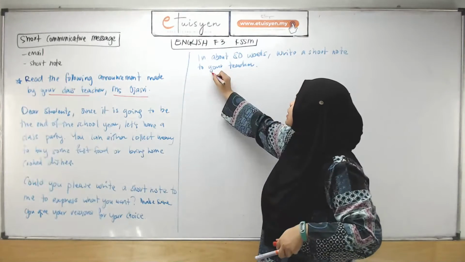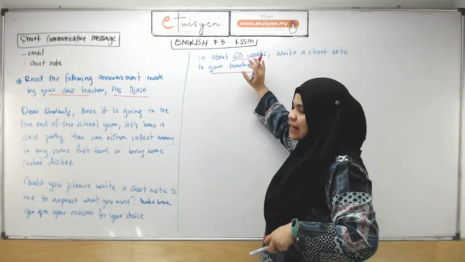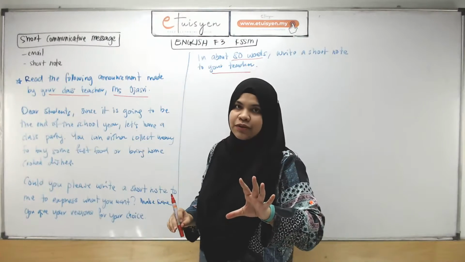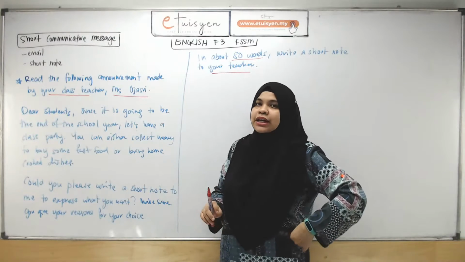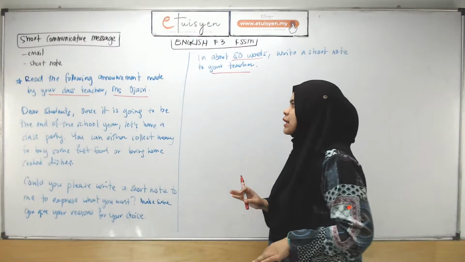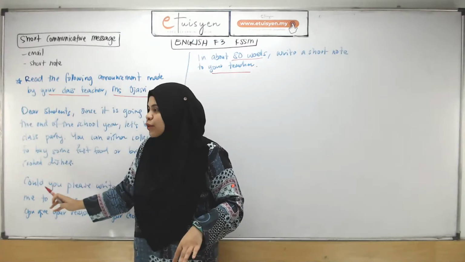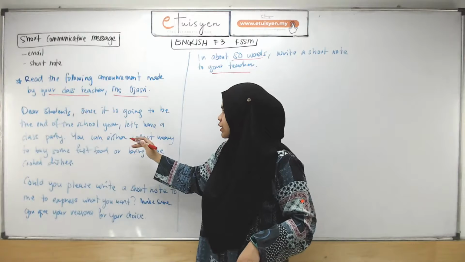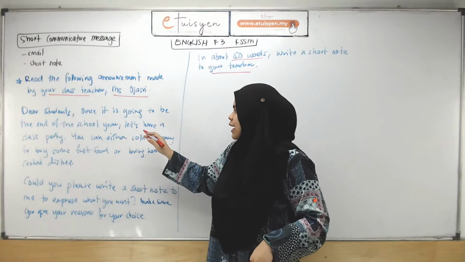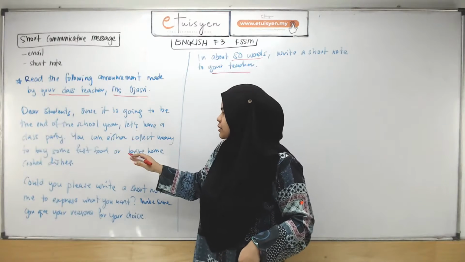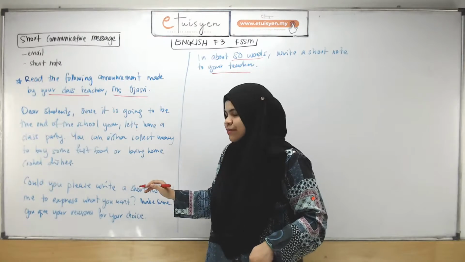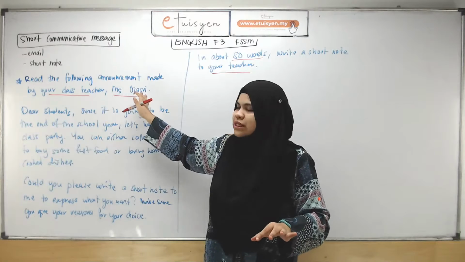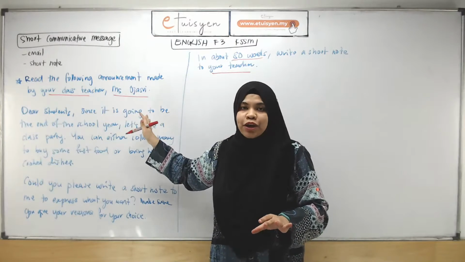Okay, so here writing to your teacher, 80 words. So meaning 80 words sangat pendek actually, FYI, dia bukannya panjang. Okay, so you have to plan what you need to write. Now here, look at the announcement pula. So dear students, since it's going to be the end of the school year, let's have a class party. You can either collect money to buy some fast food or bring home cooked dishes. Now, okay, so this is what she is proposing. What Miss Ojasvi is proposing to do at the end of the year.